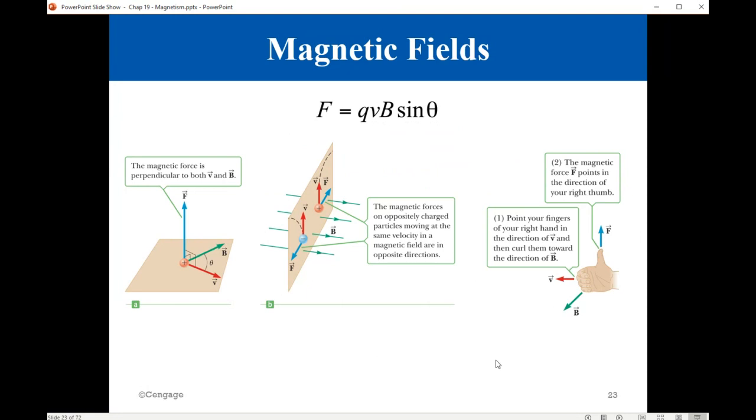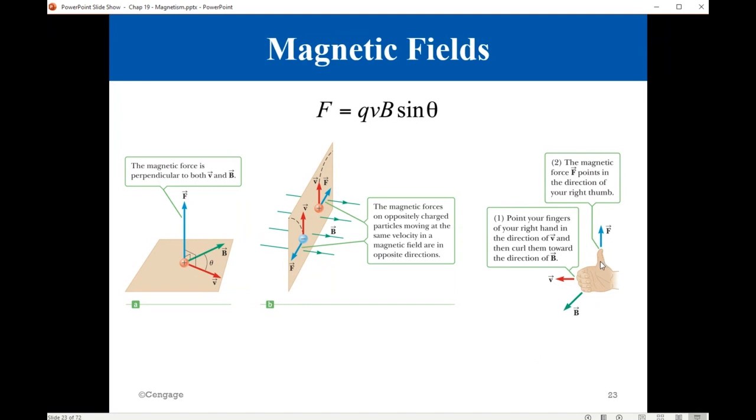Usually, we use the right-hand rule to predict the direction of the force. It is common to assign the direction of motion to the 4 fingers. So the 4 fingers will point in the direction of motion V. Then we curl them toward B. So if you open your right hand, you assign the direction of motion to the direction of the 4 fingers. Then when you curl the 4 fingers toward B, the thumb will point upward. That will be the direction of the magnetic force.